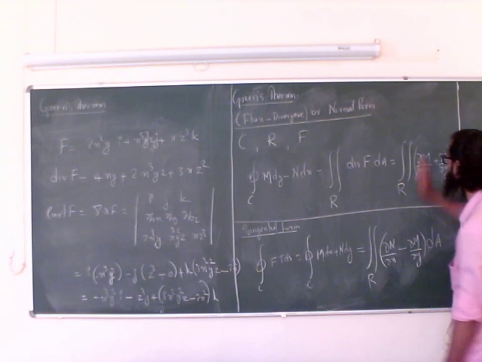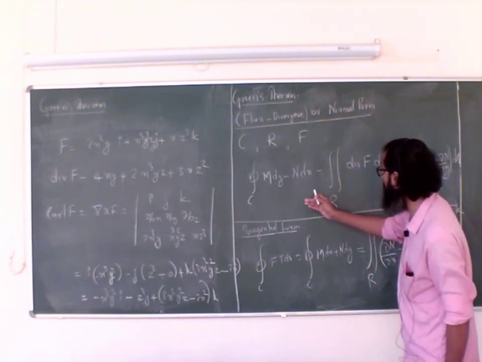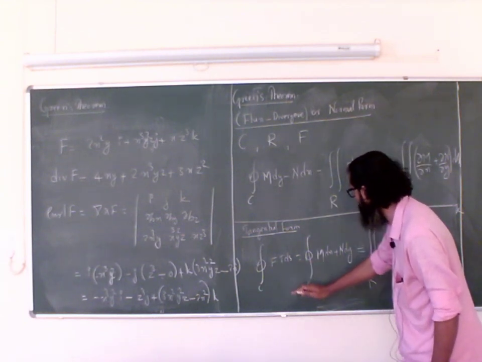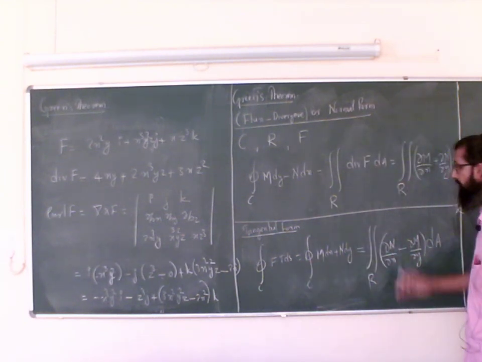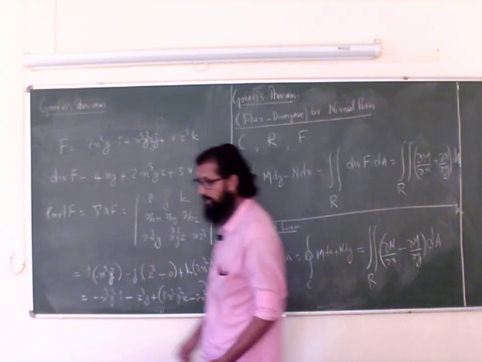These are the two forms of Green's theorem. So I can use Green's theorem to find my flux and my circulation in terms of a double integral. So this is the so-called Green's theorem, and there are two forms.